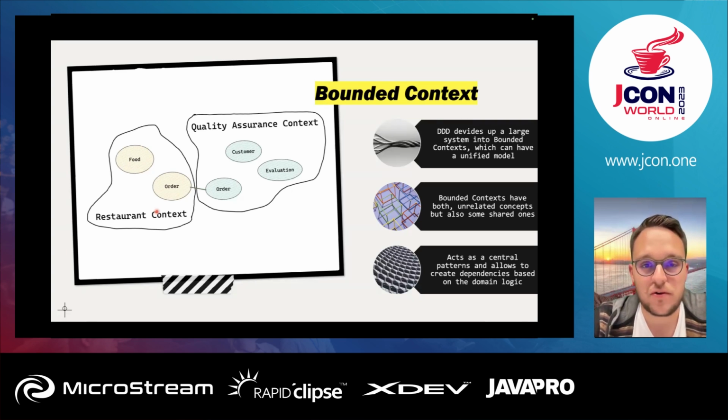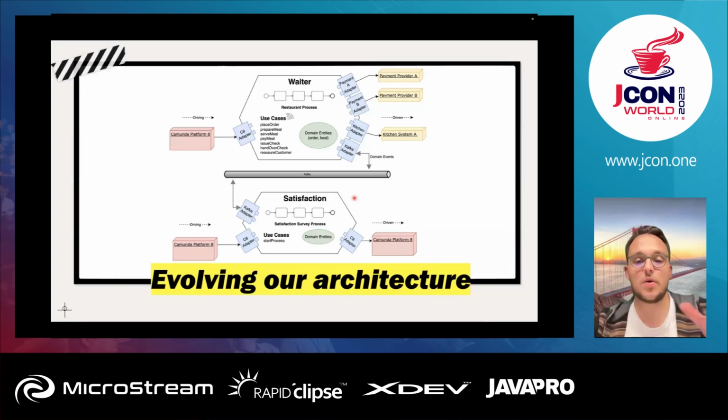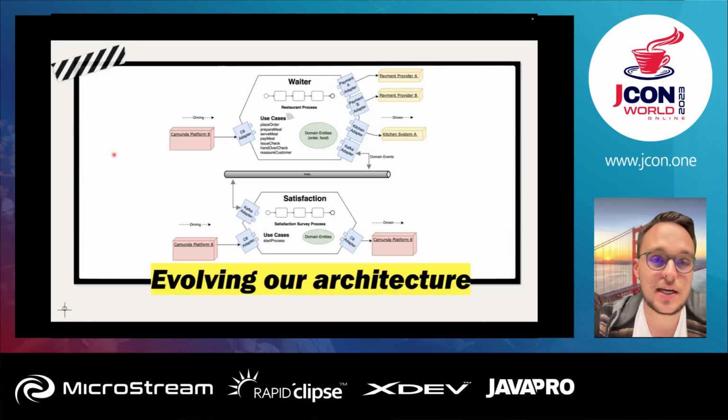So an order is relevant for quality assurance as well as for restaurant context. That's important to keep in mind, especially when working with these kinds of things. But what does this mean for our architecture? We are going to evolve it, transition it into something like this.